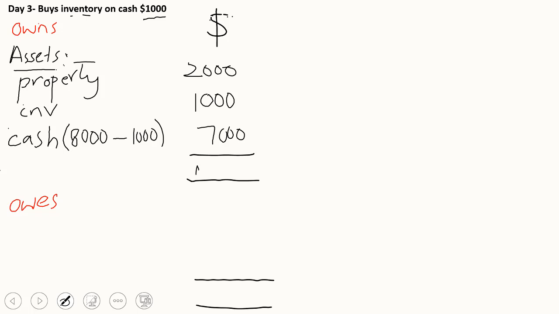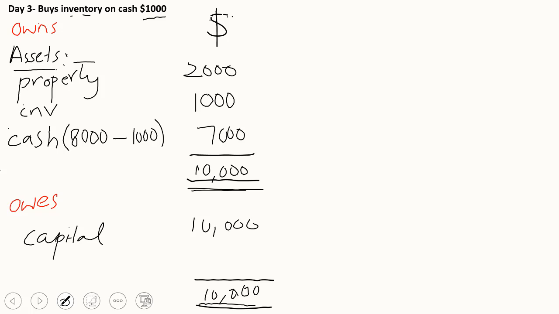A total of 10,000. Capital would remain same and it was 10,000. So the two effects is inventory has gone up by 1,000 and cash has gone down by 1,000. This is the dual effect.